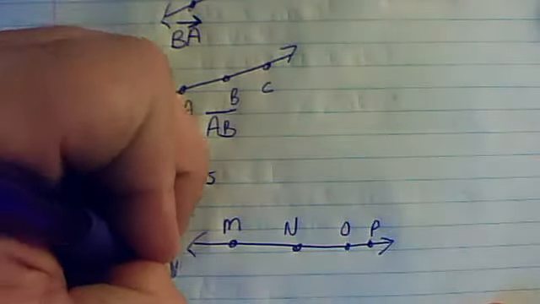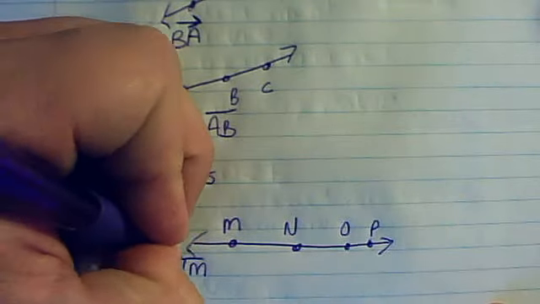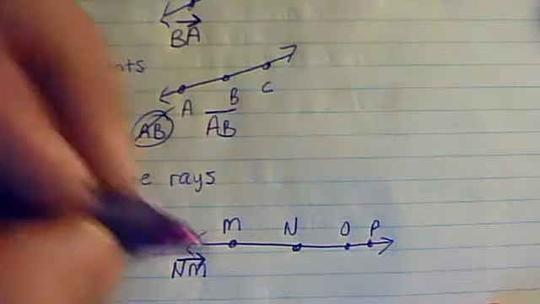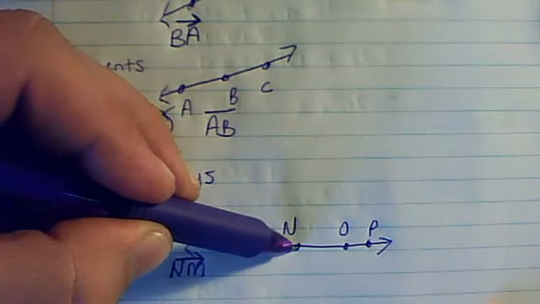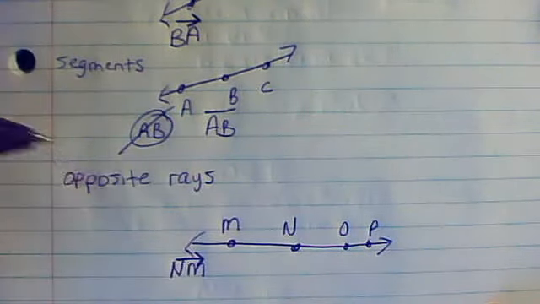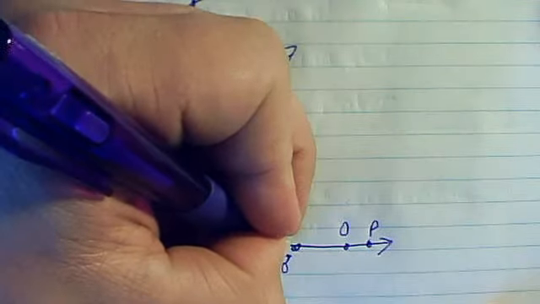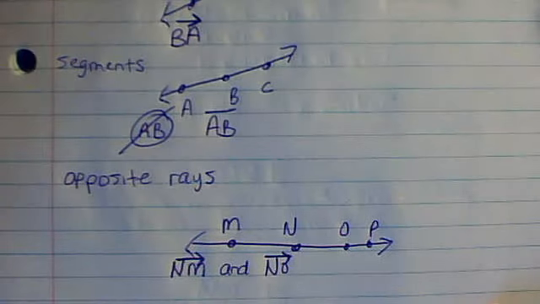So remember that rays, opposite rays, start with the same endpoint. So let's say I want a ray opposite of NM. Well, opposite of NM, N is my starting point going towards M. Going the opposite direction would be N to O or N to P. Either one of those is acceptable. Okay, so that would be one pair of opposite rays.